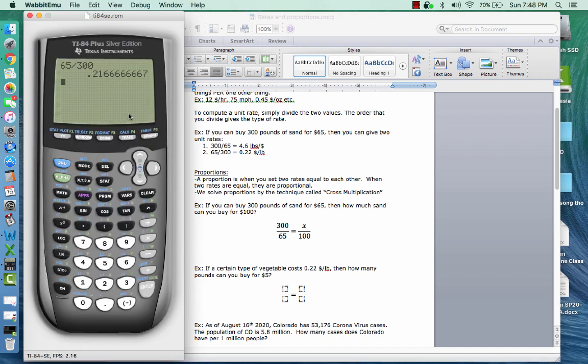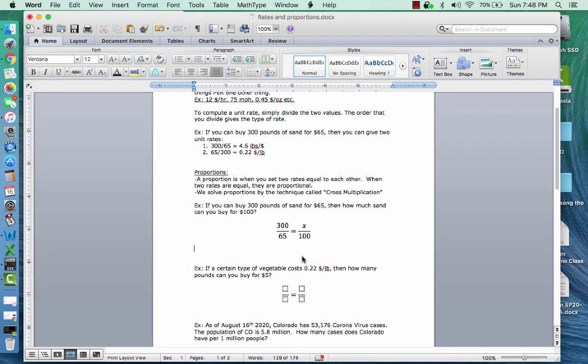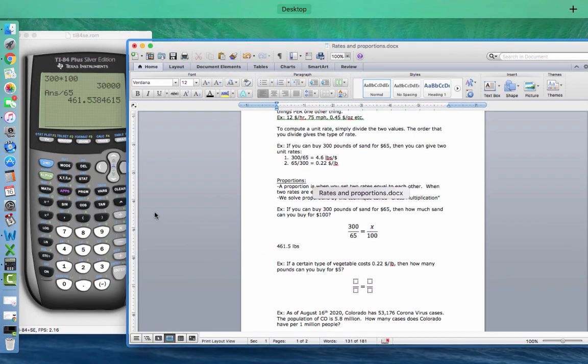What the shortcut is, you look at the corners not involving x, you multiply those two numbers, so 300 times 100, and then you divide by the other number. So divided by 65 tells us that we would get 461, and I'll round this to the nearest tenth, 461.5 pounds. And you can write the word pounds too, I just abbreviate it like that.